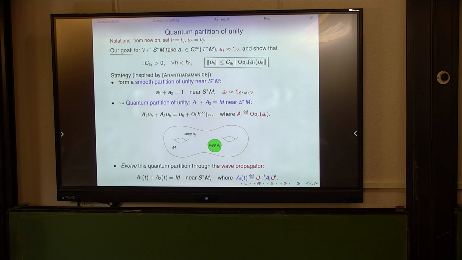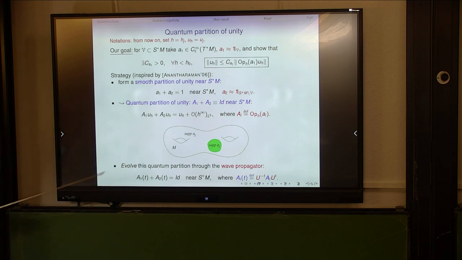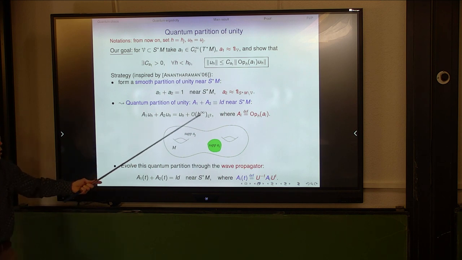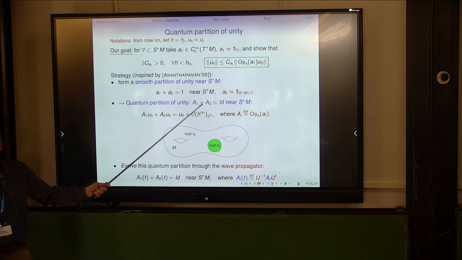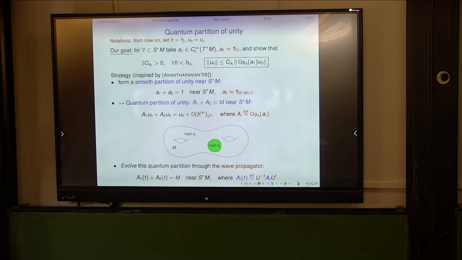So I just need to understand these functions and the quantizations of these functions, these operators, near the unit cotangent bundle. This is why I'm using some terminology. You don't need to know exactly what it means, but this identity here, equivalent to identity near S star M, what does it mean? It means that if you apply these operators to an object, for instance this eigenmode, or some mode which is microlocalized near the unit cotangent bundle, then the action on this state is similar to the action of the identity.